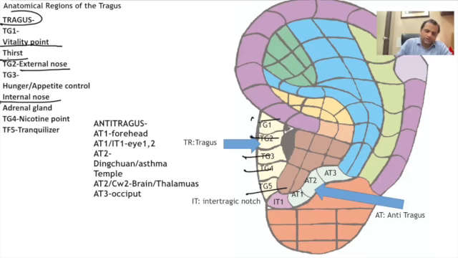Tragus 3 is also the hunger and appetite control point and the adrenal gland point. Tragus 4 is the nicotine point, and tragus 5 is the tranquilizer point.